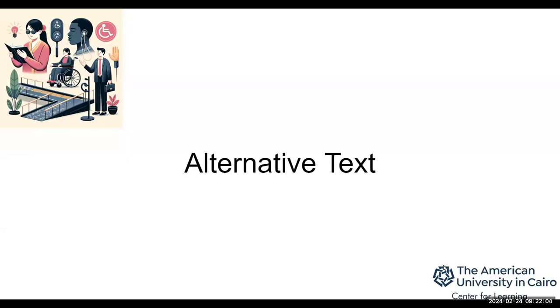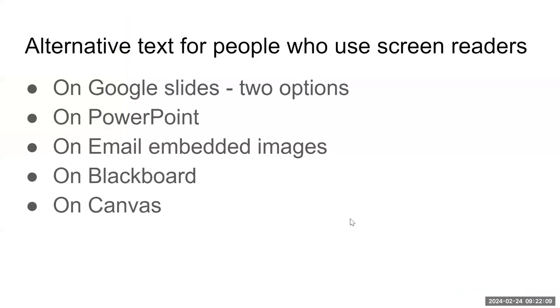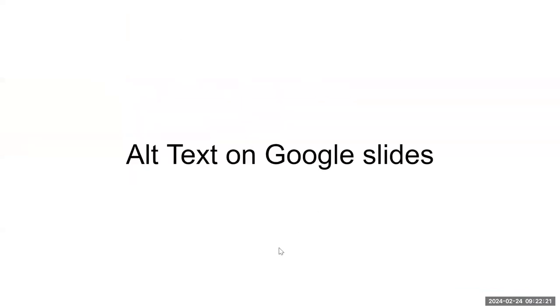Hi, let's talk about alternative text. Alternative text mainly benefits people who use screen readers. There are two ways. You can do it on Google Slides, on PowerPoint, when you're embedding images in email, on Blackboard, on Canvas. And so I'm going to show you how you do each of these.